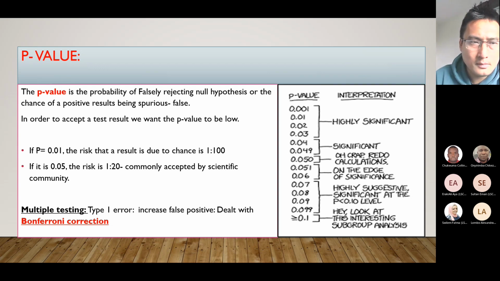Is this all right? Yeah. If you're not clear, we can have a discussion after we cover this inference statistics.